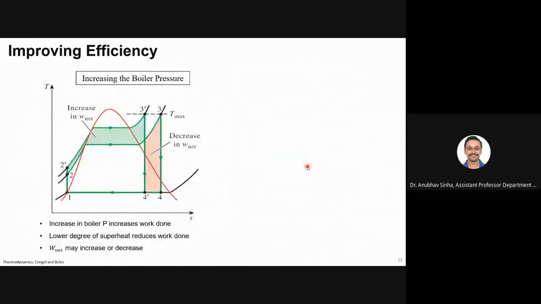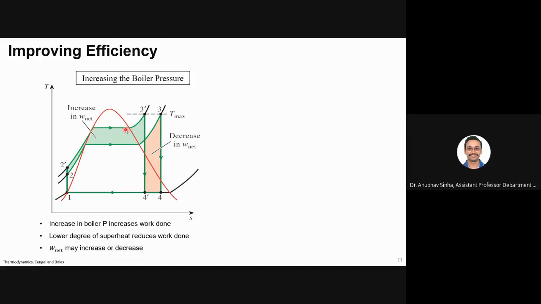Now let us talk about boiler pressure. So let's say this is the original cycle, which has 3. Now I increase the boiler pressure to go to 3 dash. Now what will happen is, the work done is increased, right? This green area is added to the original cycle, but this area is also removed, right?